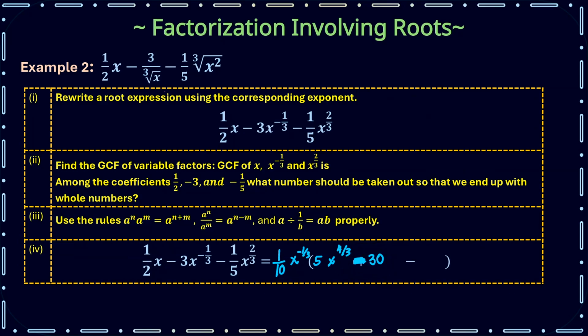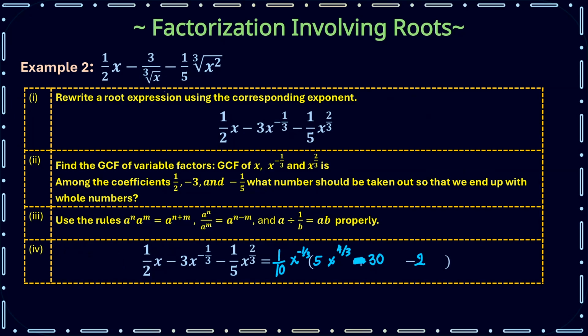All right. And lastly, for the third term, we're going to take 1/5 divided by 1/10. Instead, you take 1/5, you times it by 10. 1/5 of 10 is 2. It's the same as saying 10 divided by 5. So the coefficient here is 2.